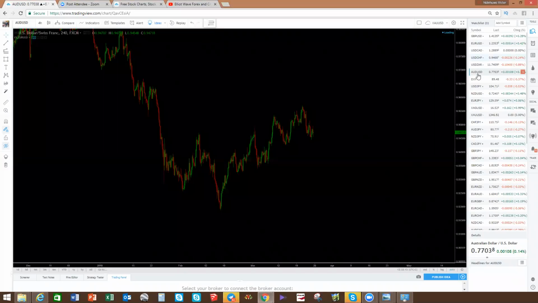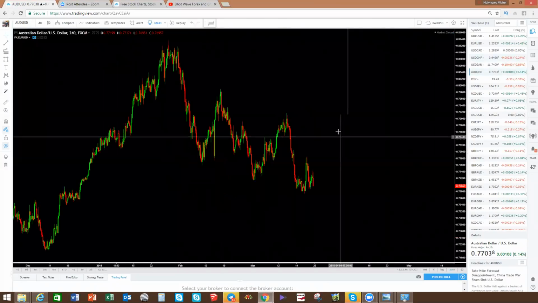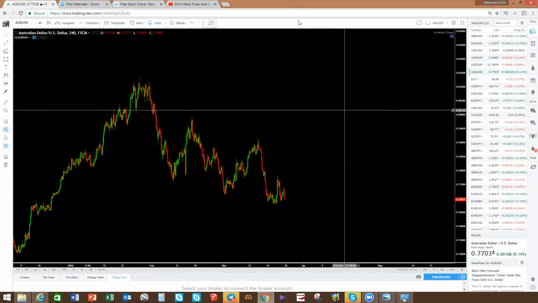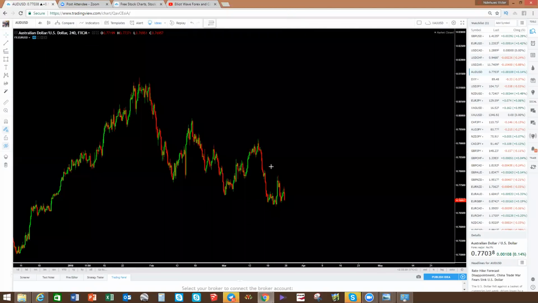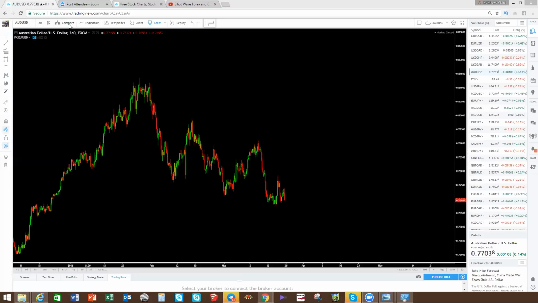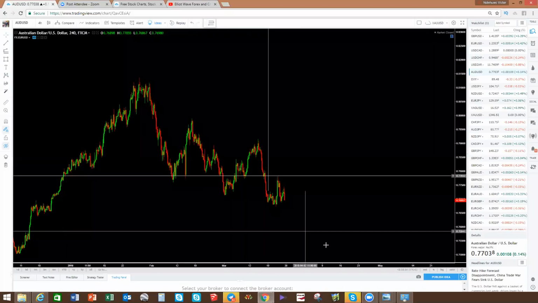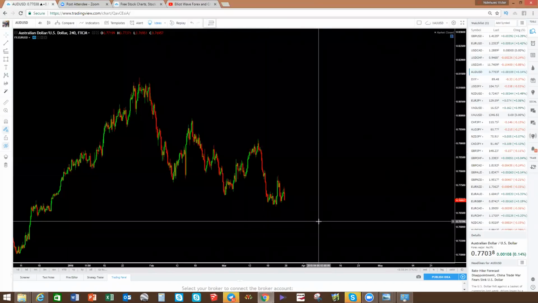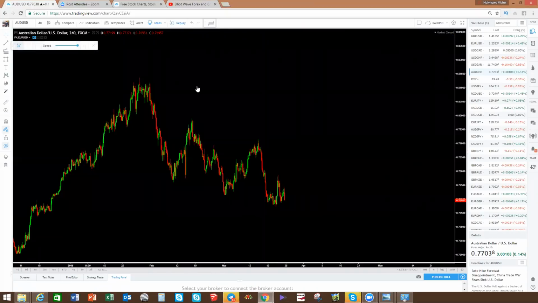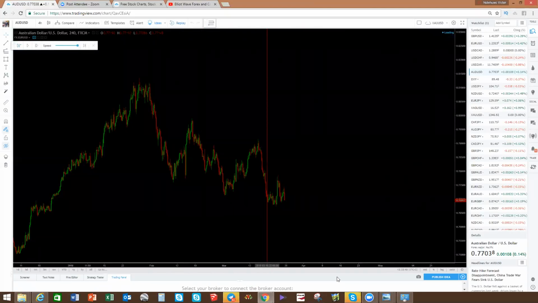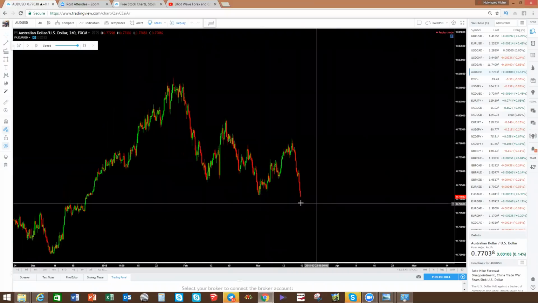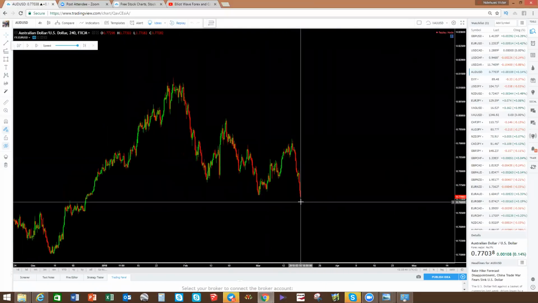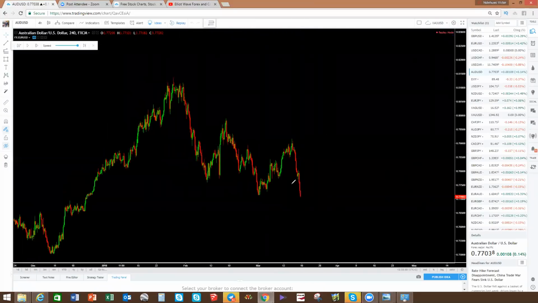AUD/USD. I showed this one, that this will not go all the way down, because last week what we had was this here. Let me show where we were last week. Last week we were here, around the 11th, around the 18th. You see, this looked like it was going all the way down.